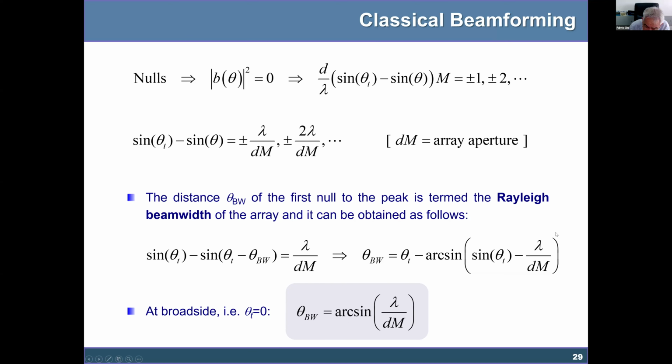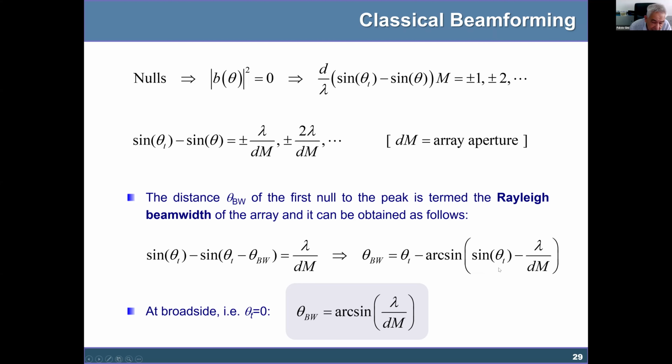And so this is the exact expression of the beam width from the maximum to the first null as a function of theta t. So it depends on the array aperture, it depends on the central frequency, because lambda is inversely proportional to the central frequency of the narrowband signal. But the beam width, as we observed before, depends also on theta t. So when the signal is coming from a different direction, the resolution changes.